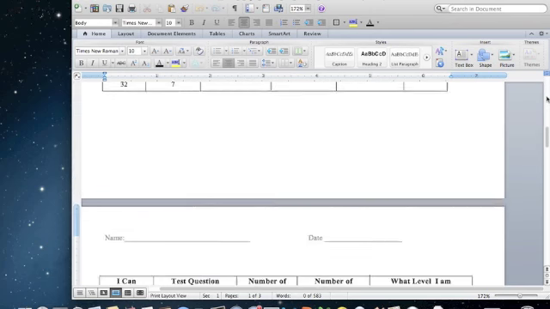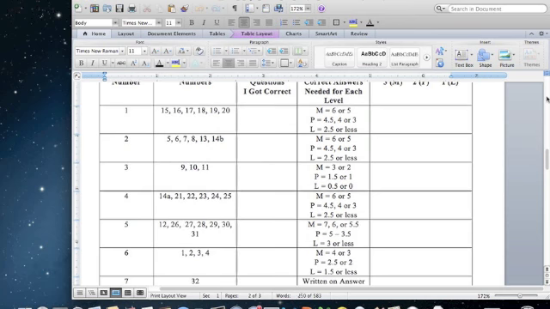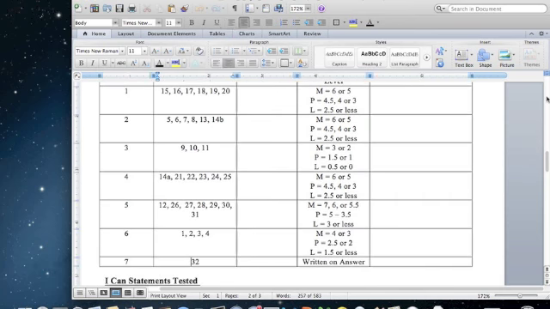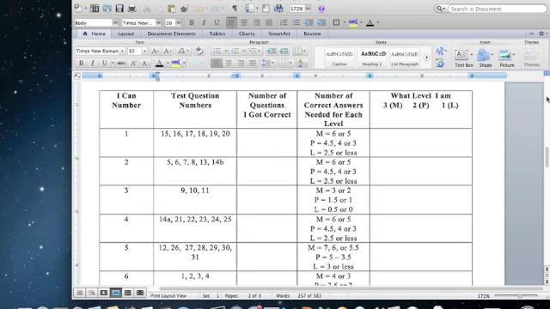As we scroll down, on this assessment there were, strangely enough, 7 learning targets, 7 standards that were assessed. You can see again the questions that directly align to each of these 7 standards and how many questions you had to answer correctly to show mastery.